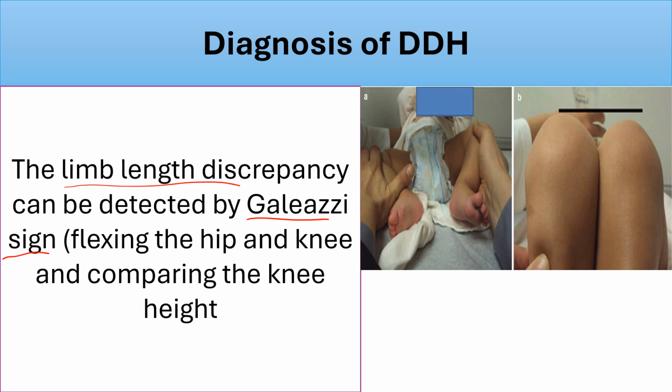Very important to be able to perform this exam, the Galeazzi sign, by flexing both hips and knees on a flat table. And you compare the knee height in both legs, on the right side or on the left side. If you look at this positive case, the right side is normal, and this child has a shorter left side, the knee is below the other one. So this is a case of DDH on the left side.